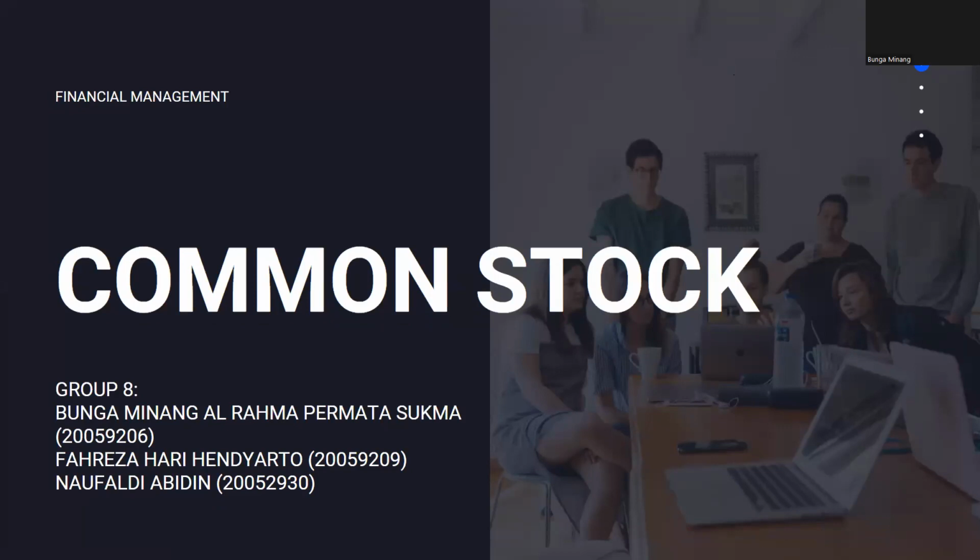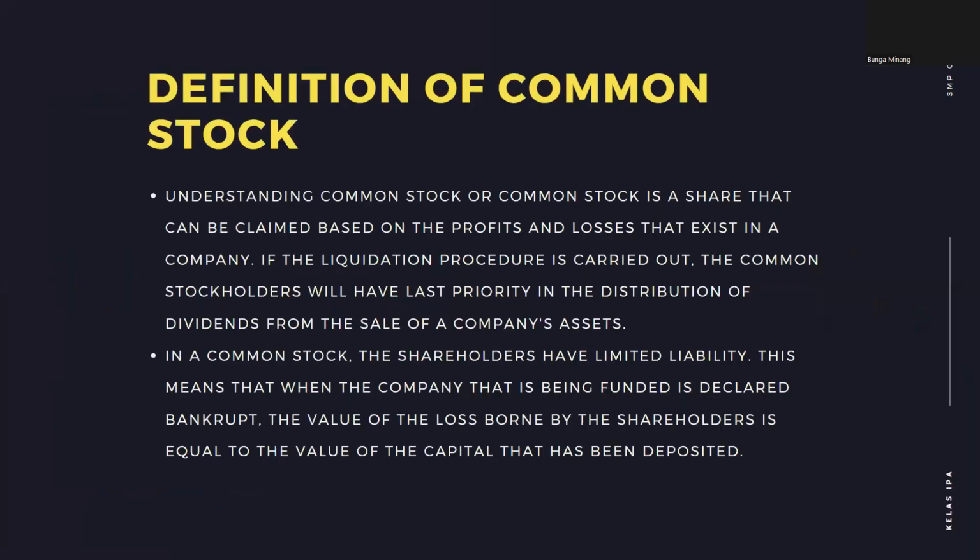We are from Group 8 and we would like to present about common stock. Definition of common stock. Common stock is a share that can be claimed based on the profits and losses that exist in a company. If the liquidation procedure is carried out, the common stockholders will have less priority in the distribution of dividends from the sale of a company's assets.